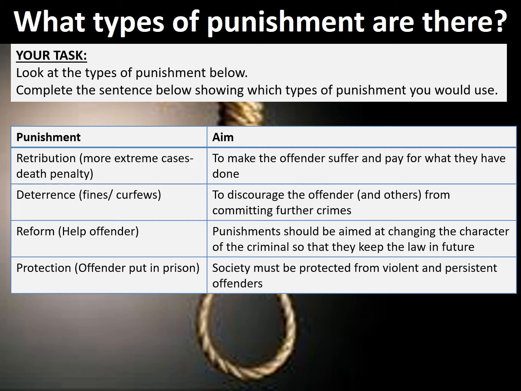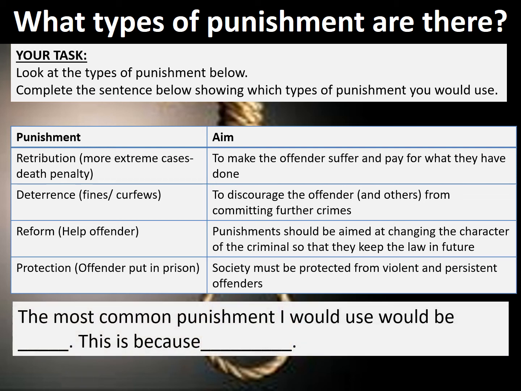Or protection, in terms of punishment, so the offender might be put in prison, which is ultimately saying that we as society must be protected from violent and persistent offenders, so to protect us, that type of punishment would be to put the offender in prison. So you decide which most common one you would use, whether it's retribution, deterrence, reform or protection, and then try and give a reason for your answer. Again, this is up to you, it's your own opinion on what you think would be the best type of punishment to use.